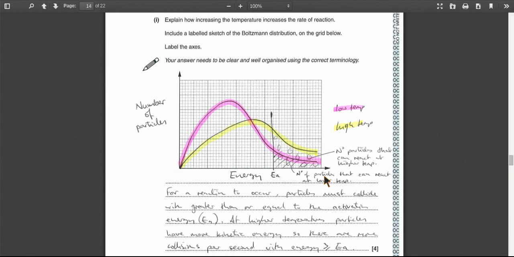So we'll have a look at what I've written there. For a reaction to occur, particles must collide with energy greater than or equal to the activation energy. At the higher temperature, so remember that's the yellow curve, the particles have more kinetic energy, and so the area after the activation energy, this area here, you can see is greater with the yellow curve. So what that's saying is there are more particles with the correct amount of energy, so you're going to get more successful collisions per second.